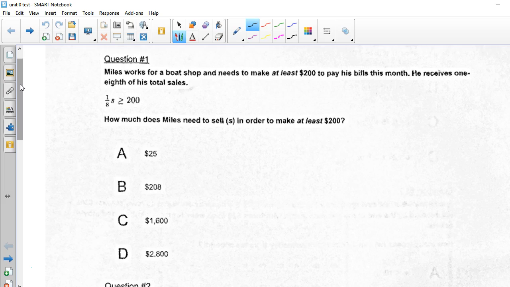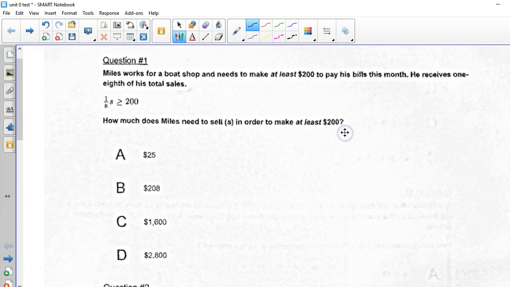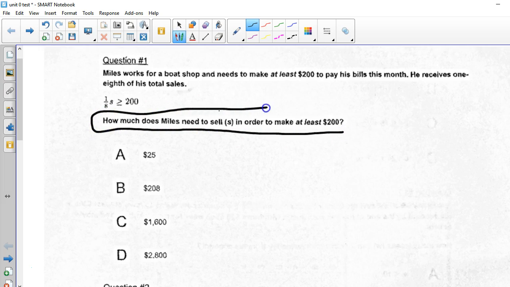The first question says, Miles works for a boat shop and needs to make at least $200 to pay his bills this month. He receives 1/8 of his total sales. 1/8 S is greater than or equal to 200. How much does Miles need to sell in order to make at least $200? There I go again, moving the screen. So I would say there's what we're looking to find.